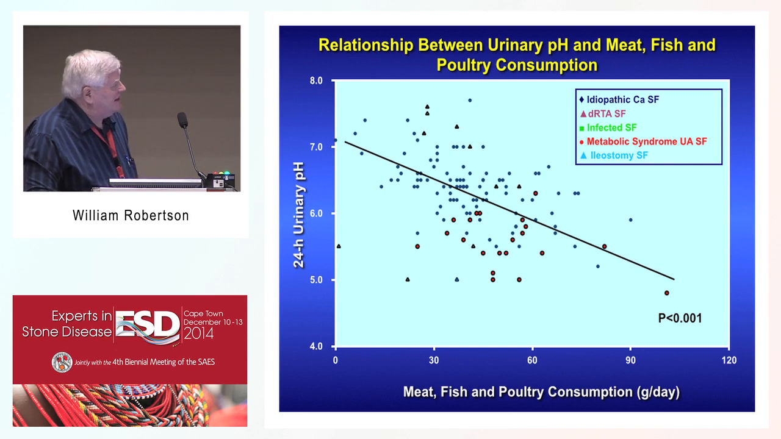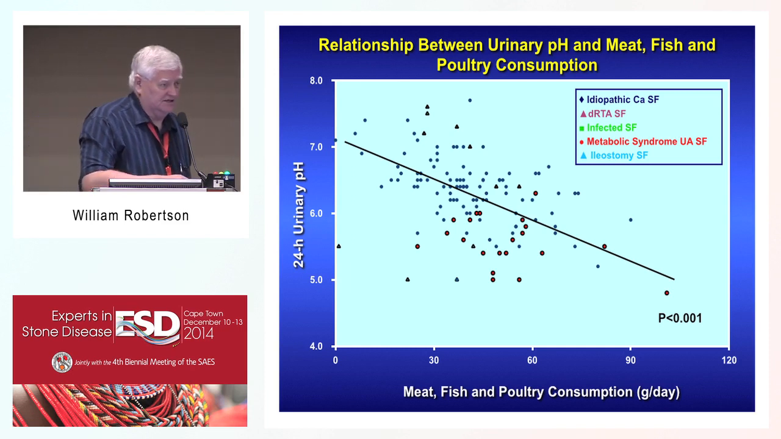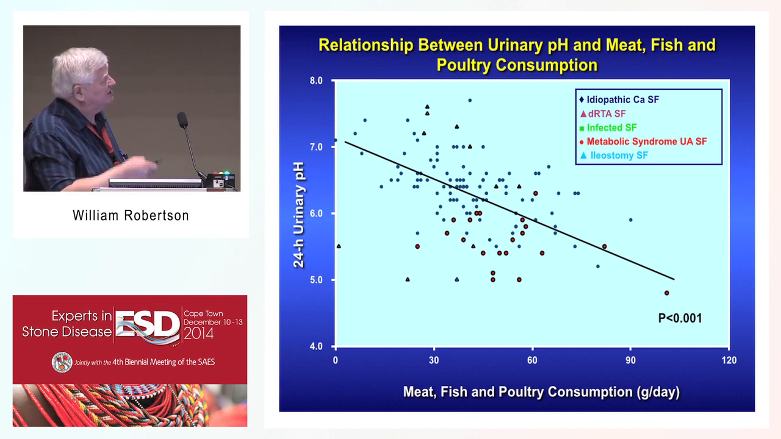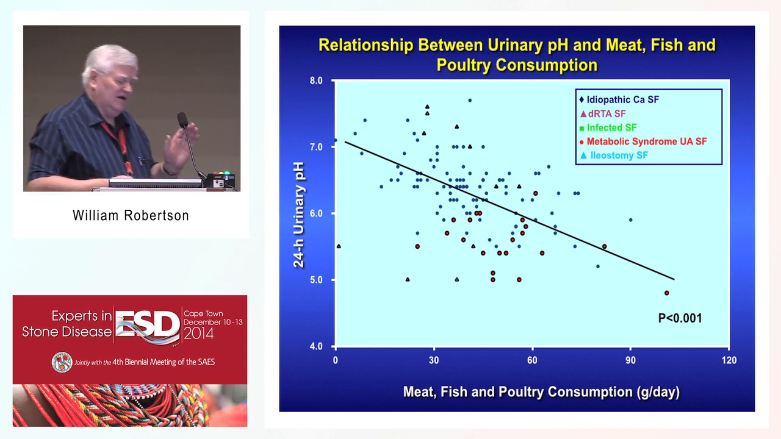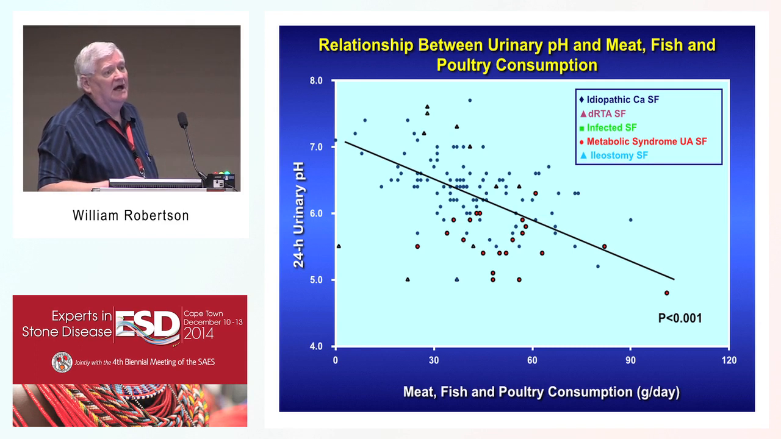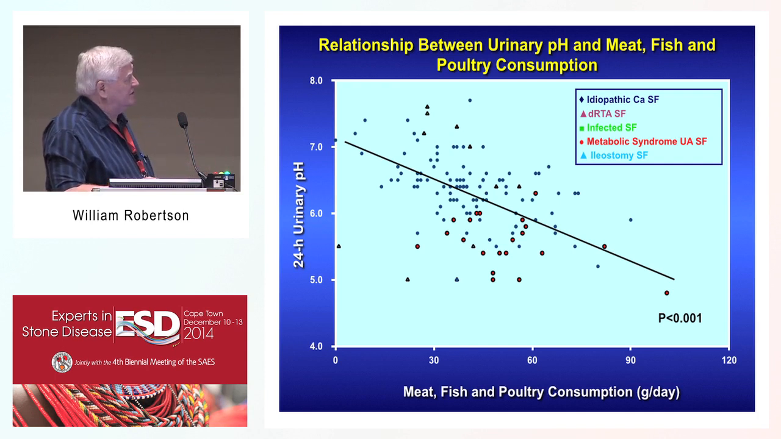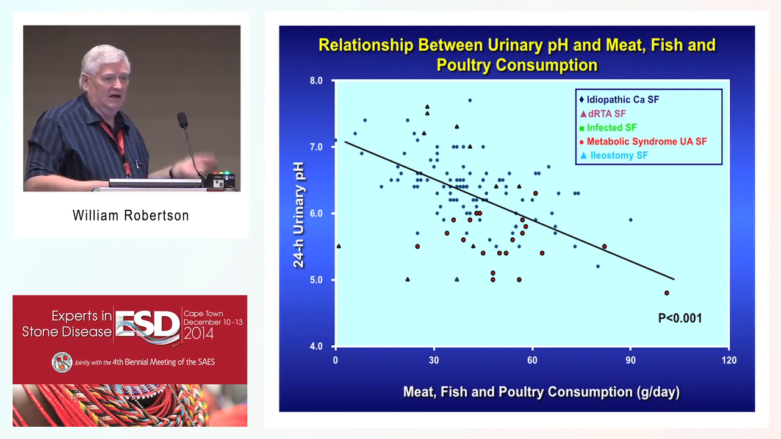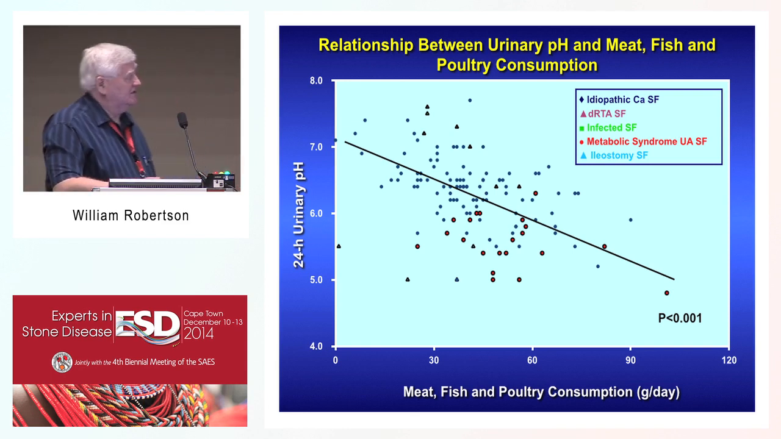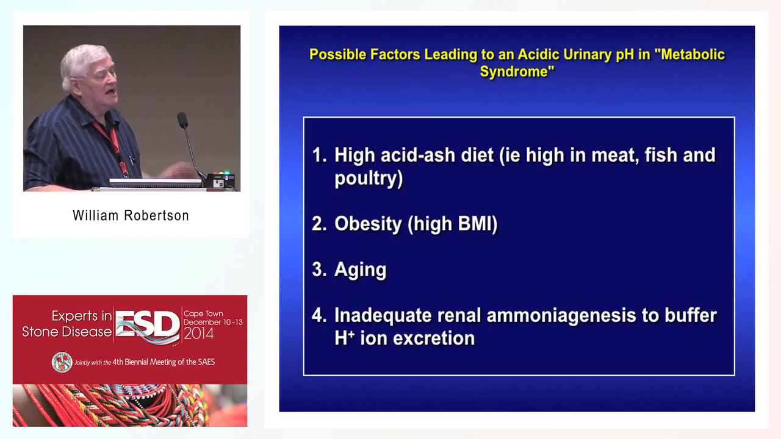So we then looked at the effect of that on 24-hour urine pH. A high acidogenic diet, as I said earlier, of eating more meat, fish, and poultry will acidify your urine, as shown here. And you can see here then that the metabolic syndrome stone formers actually have a more acid urine than you would expect from their diet. So their acid urine is not just due to the high protein, meat, fish, and poultry protein intake that they're consuming. So it's not that that's causing the high acid urine.